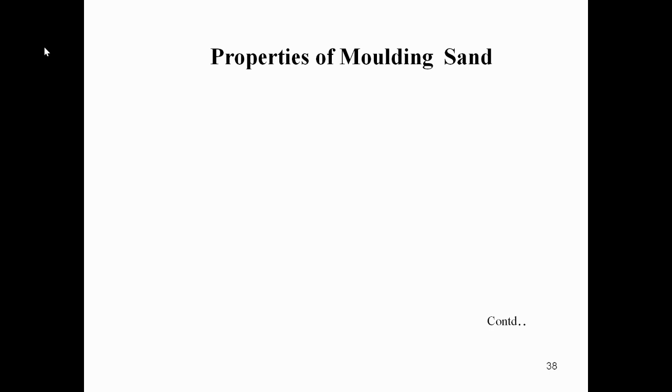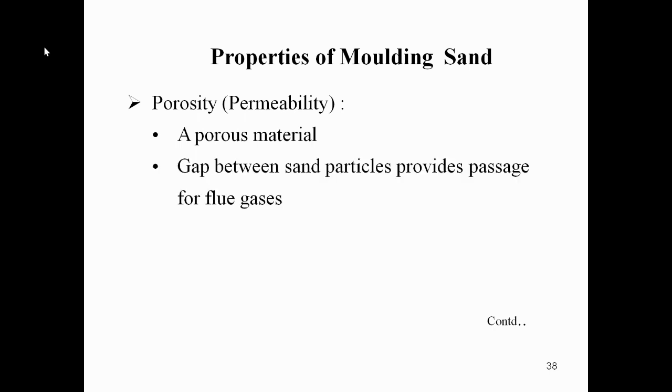The next topic is properties of molding sands. What are the properties we have for the molding sand? First one is porosity or permeability. A porous material has gaps between sand particles that provide a passage for the flow of gases. So the gases pass through the small gaps between the sand particles.